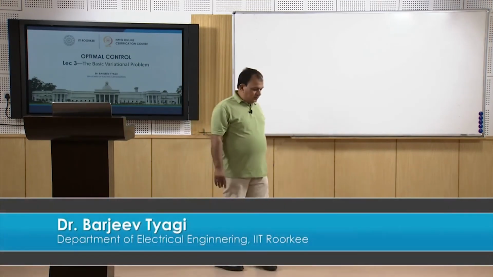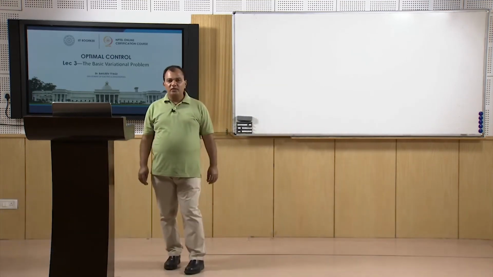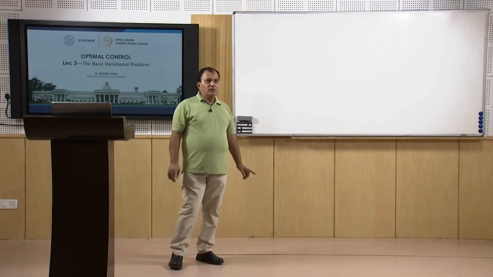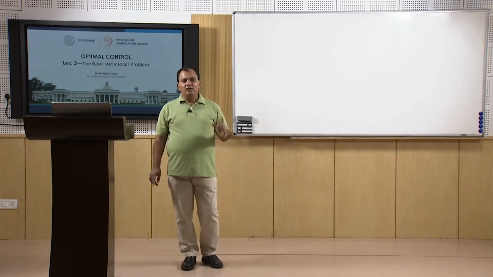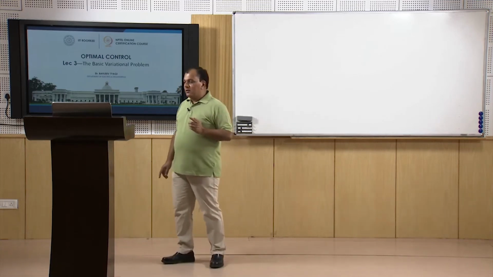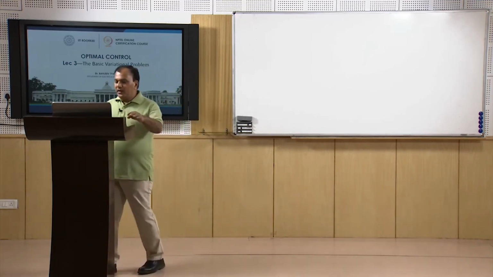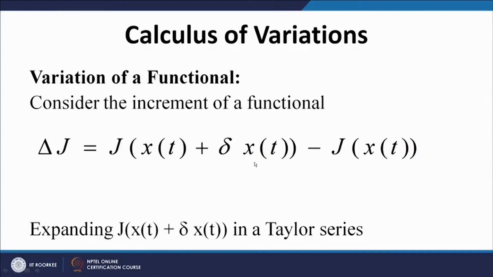In the previous session we were discussing the basic concept of the calculus of variations. So, we have defined the function, functional, increment in a function, increment in a functional. Important in this is the variation of a functional, which we will find if we can define the increment in J as J(x(t) + δx(t)) minus J(x(t)).